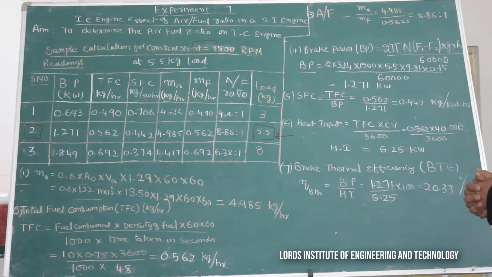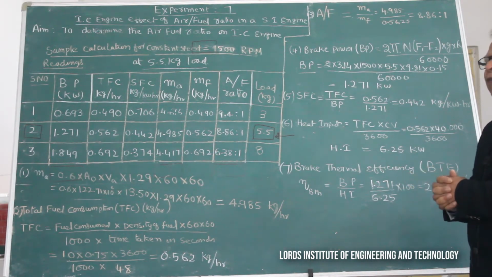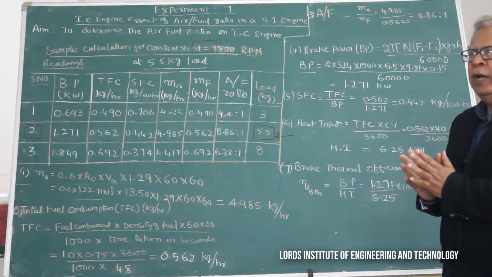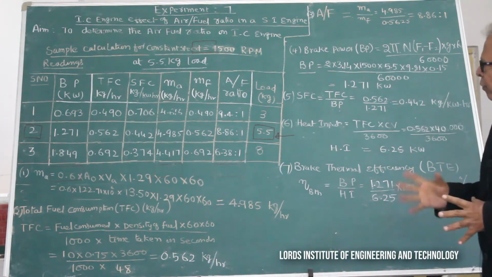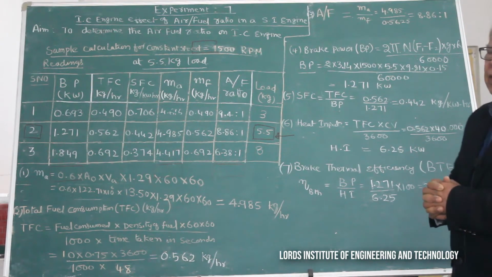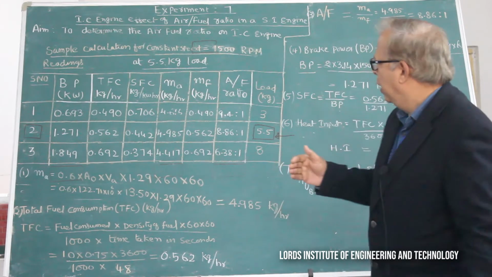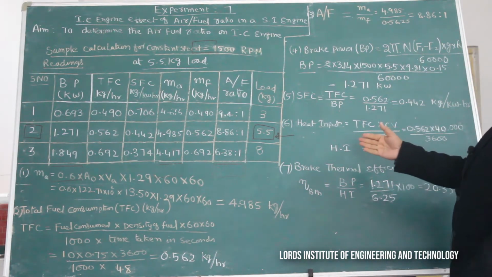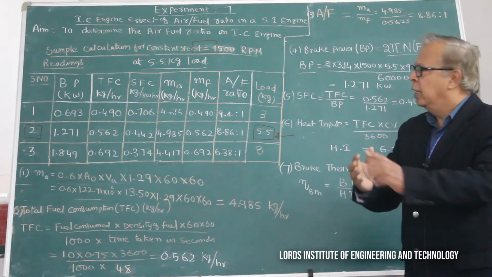Now here we are mostly concerned about air fuel ratio for these 3 loads, and we have to see what is the effect on air fuel ratio when we are increasing the load on the engine, right? So here we have done a sample calculation for the 5.5 kg load. I have taken the intermediate load because 3 kg was the first load which we have taken, 5.5 kg was the second load I have considered, and the third load was 8 kg on the dynamometer.